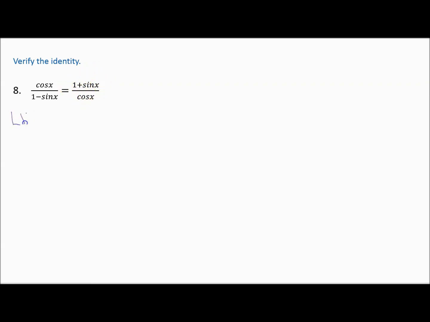So I'm just going to start with the left-hand side. So that's cosine of x over 1 minus the sine of x. And then again, I'm going to multiply by the conjugate. In this case, it's the conjugate of the denominator. But in every problem, that's not the case. Like if we started with the right-hand side, then you'd be multiplying by the conjugate of the numerator because it shows up on the other side. So I'm going to multiply by 1 plus the sine of x over 1 plus the sine of x.